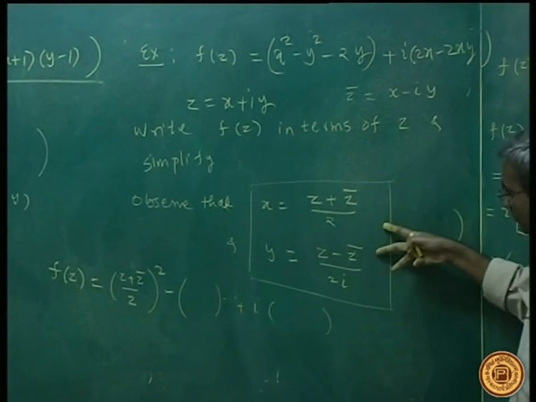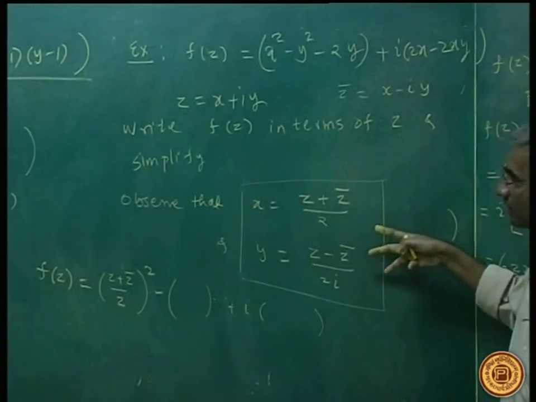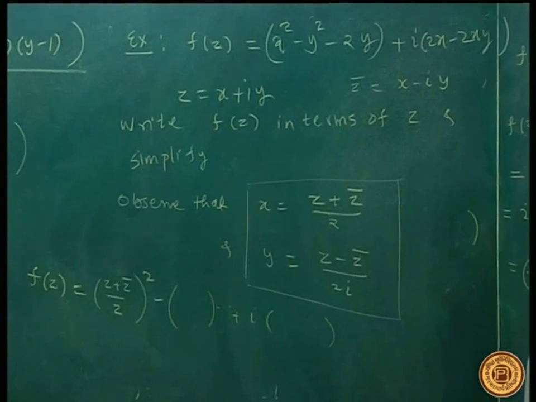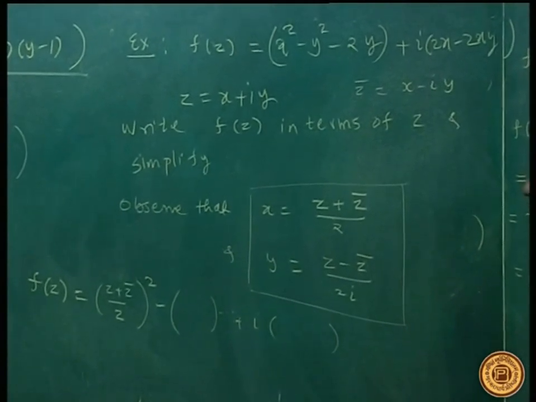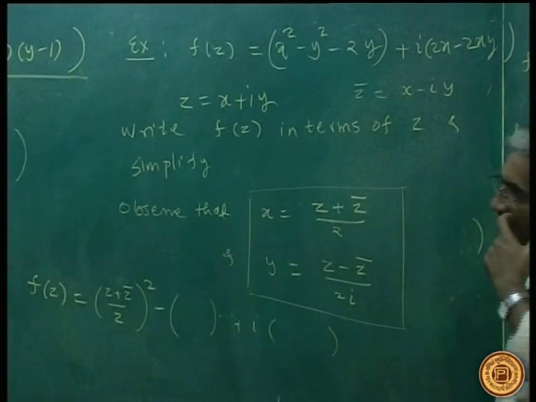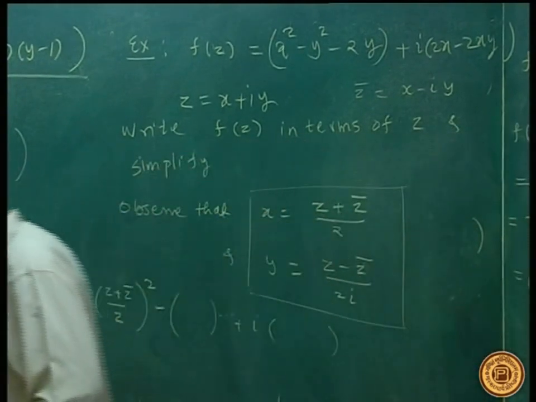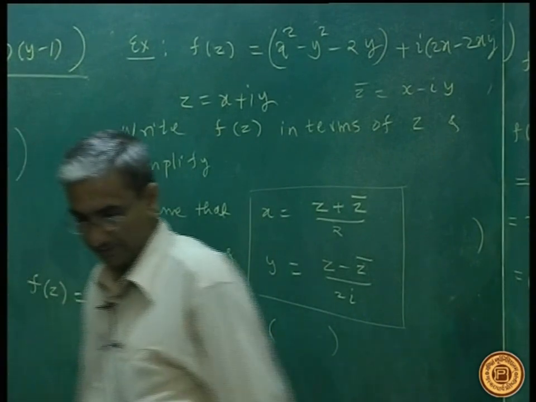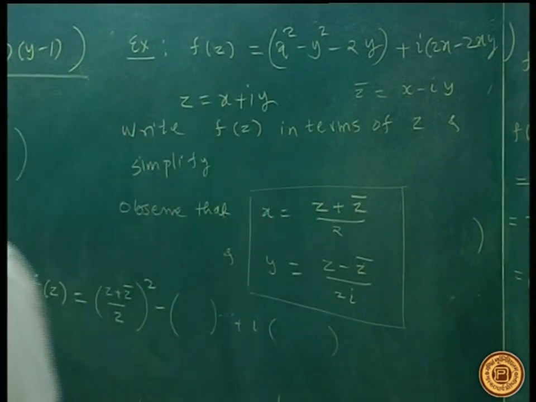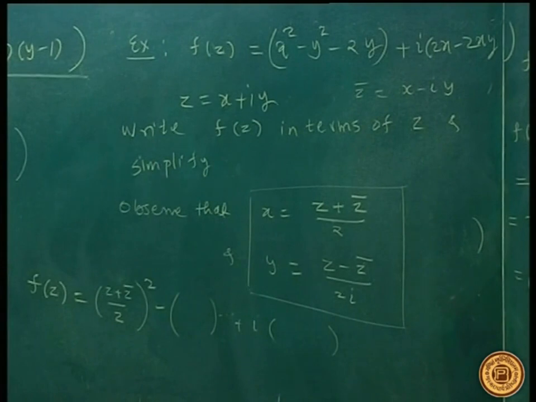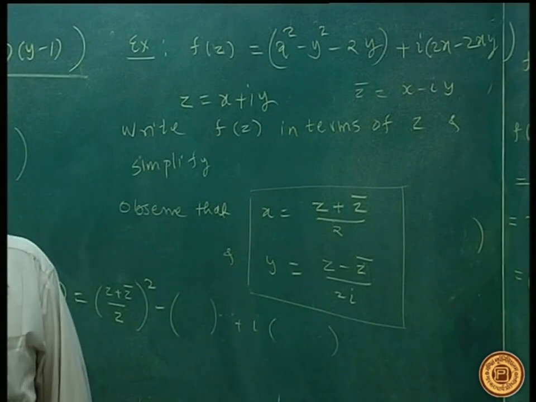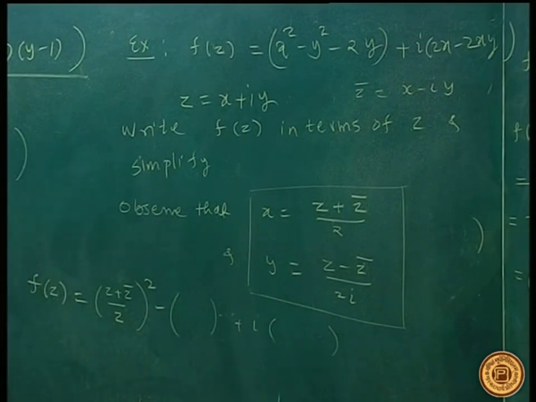These two expressions are also important from some other point of view. That is, if in the plane you have the equation of a straight line. So suppose I consider the equation of a straight line in the plane. What is the general equation of a straight line in the plane? It looks like ax + by + c = 0.